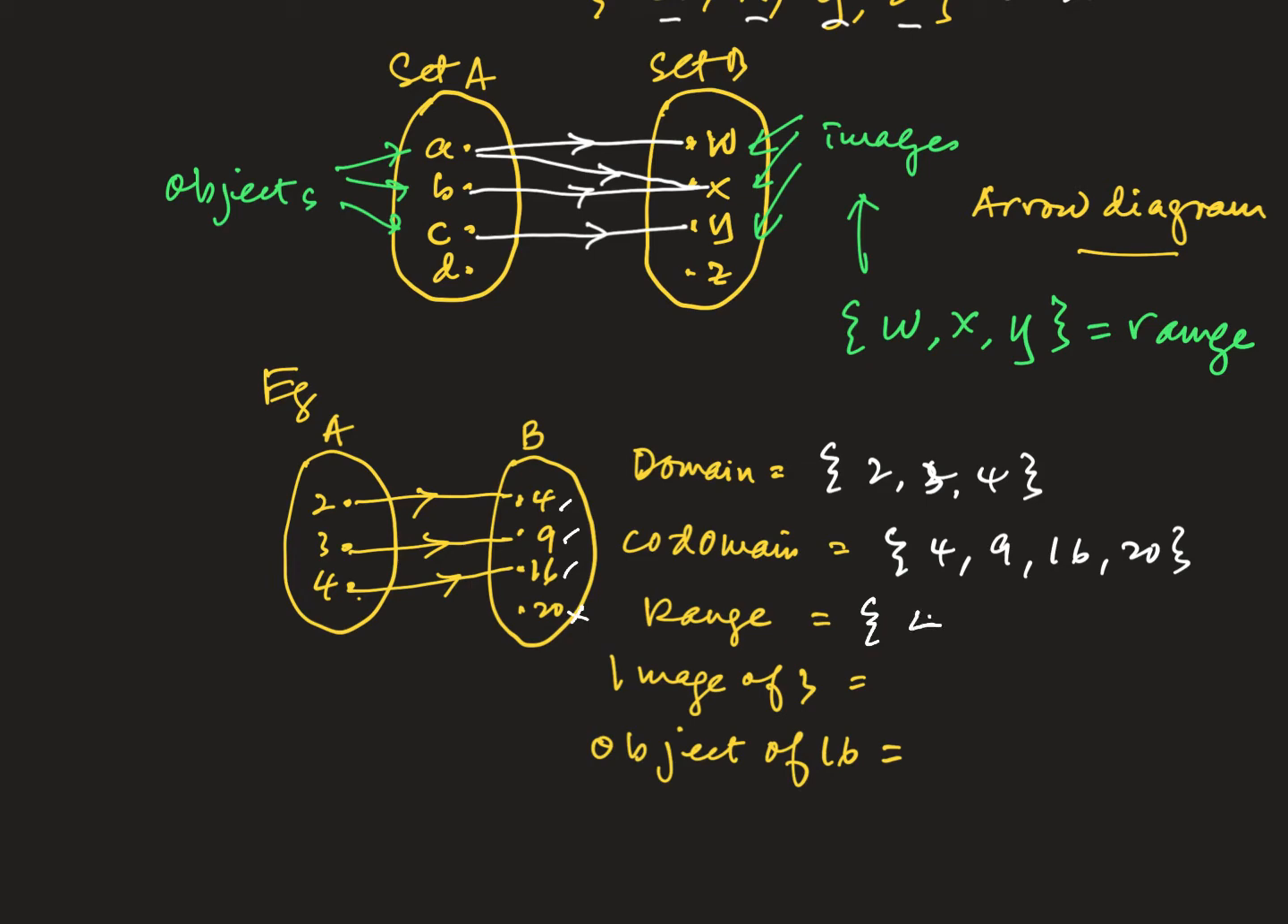So we have the range as the elements 4, 9, and 16. The image of 3 is 9, and the object of 16, the image, is 4 in set A.